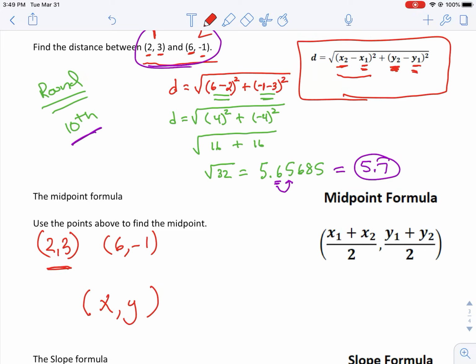So if we were to plot 2, 3 on the graph and plot the other point, drew a line between them and found right in the middle, we want to find the new, what's called the midpoint. And we're going to use what's called a midpoint formula. x1 plus x2 divided by 2 will find the new x coordinate of our midpoint. And then when we take y1 plus y2 and divide by 2, that'll find our new y coordinate of our midpoint.